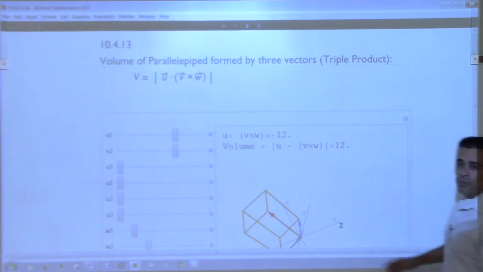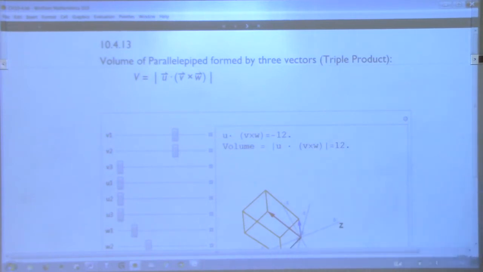So I'm not proving these formulas, I'm providing them for you. That's called a triple product.